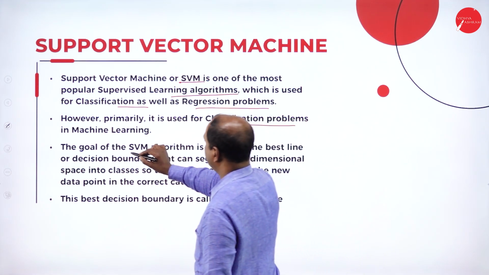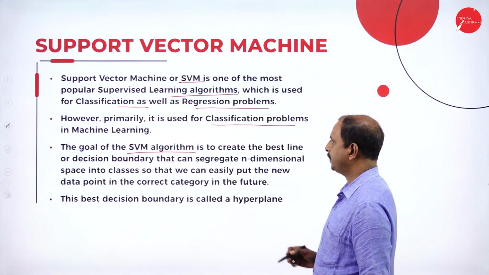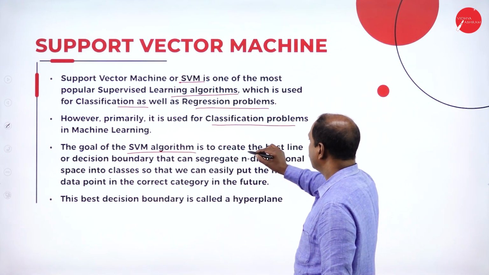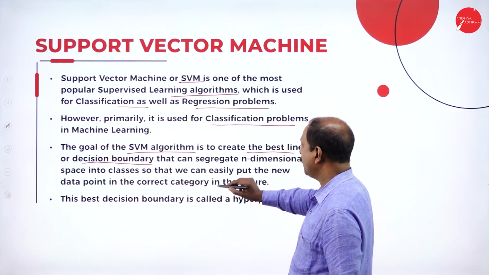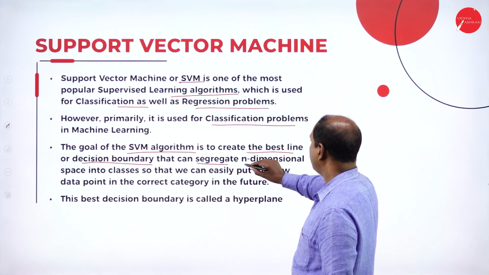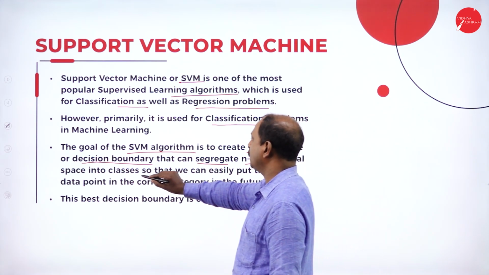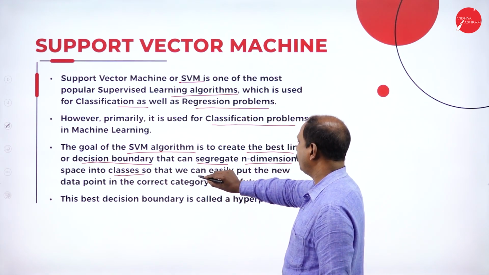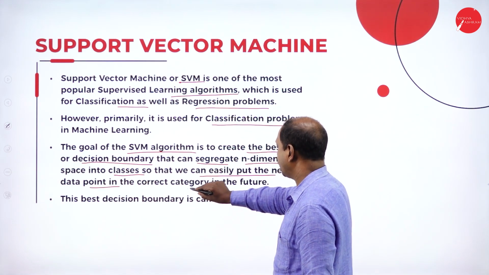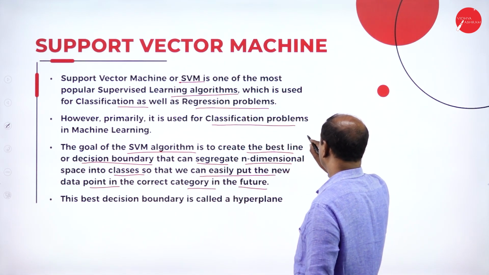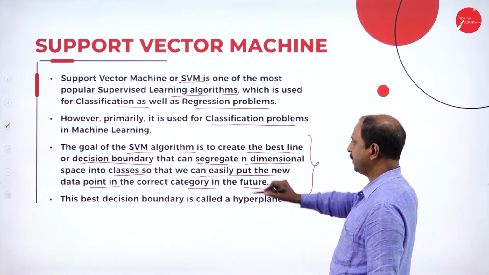And the goal of SVM, that is the support vector machine algorithm, is to create the best line or decision boundary that can segregate n-dimensional space into classes so that we can easily put the new data point in the correct category in the future. So the main purpose of this algorithm is this one.